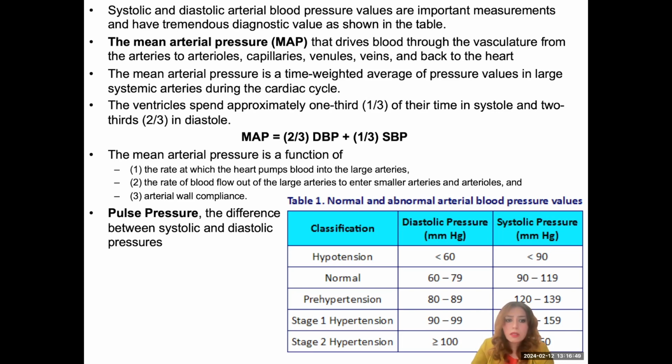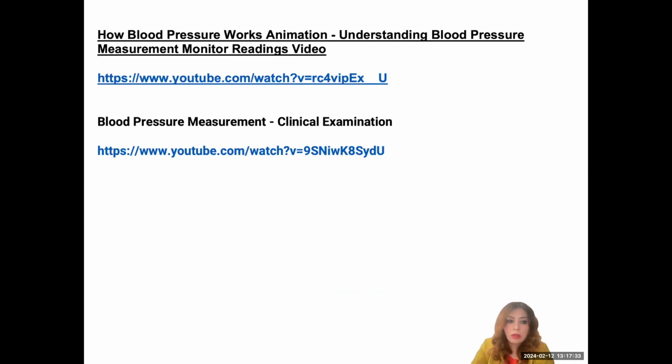So we can say, as a result, mean arterial pressure is a function of the rate at which the heart pumps blood into the large arteries, the rate of blood flow out of the large arteries to enter smaller arteries and arterioles, and the arterial wall compliance. The pulse pressure is the difference between systolic and diastolic pressures. Another definition: mean arterial pressure and then pulse pressure. The systolic and diastolic arterial blood pressure values are important at the diagnostic level.